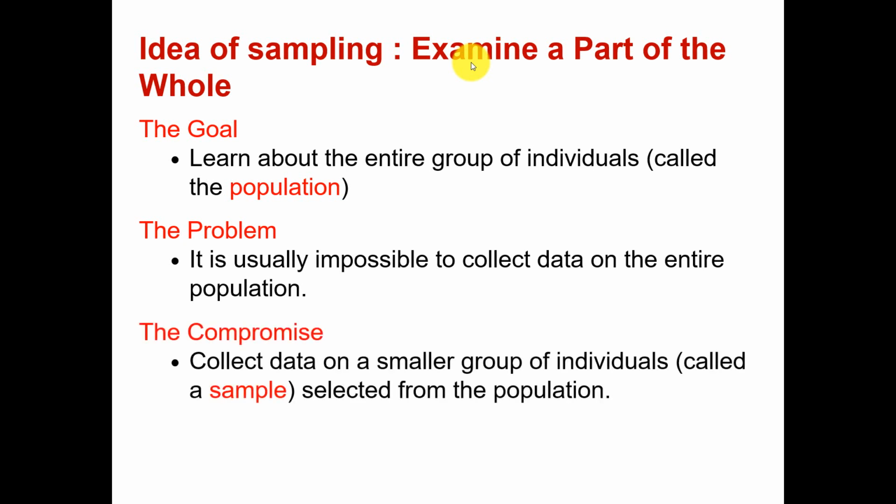The compromise is usually, well, not usually, it always is, collecting data on a smaller group of individuals called the sample, and we talked about that in chapter 1, selected from the population.